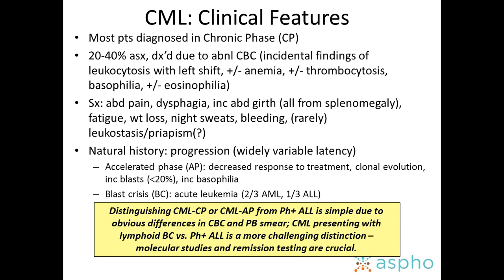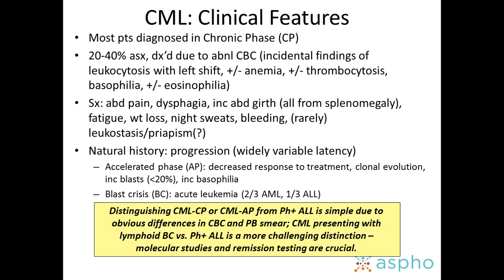All right. So the natural history, as I mentioned, is progression with a widely variable latency. The accelerated phase is characterized by a decreased response to treatment, clonal evolution, so often there'll be additional cytogenetic abnormalities and an increase in blasts, and then blast crisis is frank acute leukemia. Most of them are AML, about a third of them are ALL when they present. So one thing that's interesting is if you have an ALL and it's pH positive, sometimes it's hard to tell the difference between a patient presenting with a lymphoid blast crisis and de novo ALL.